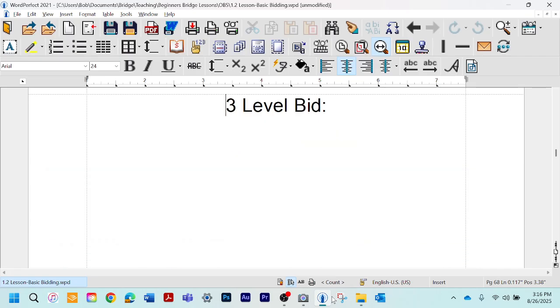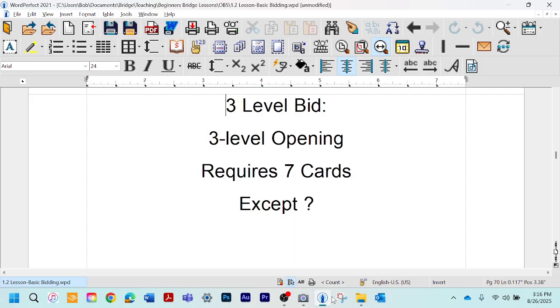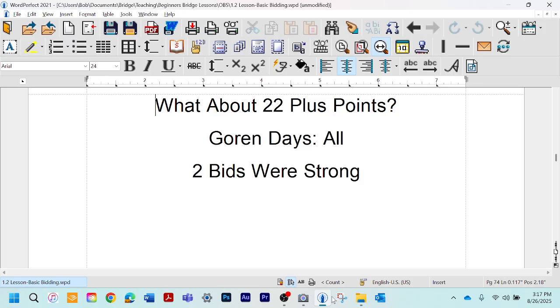Now, generally speaking, a two-level bid means you have at least 6 cards. A three-level bid means you have 7 cards. And occasionally there are some exceptions to that, and I'll maybe cover those later on. And then a 4-level bid would mean 8 cards. All right, well, let's talk about the 22 plus now.